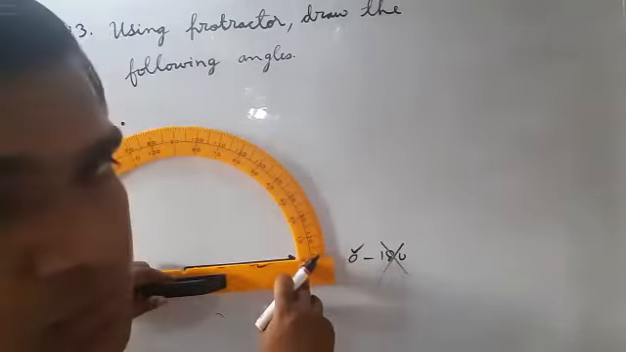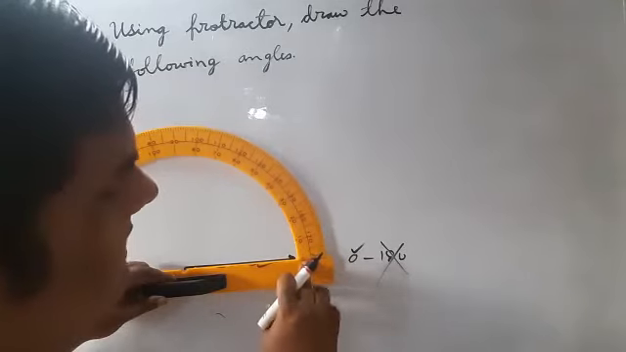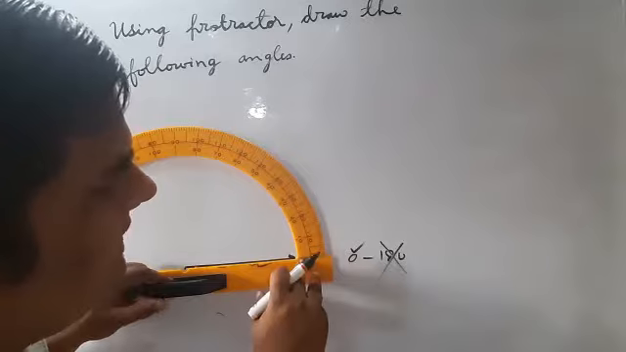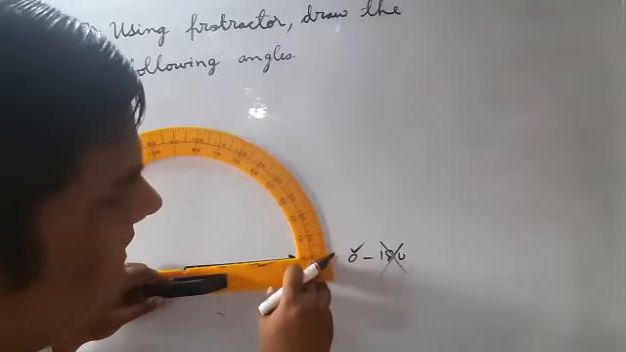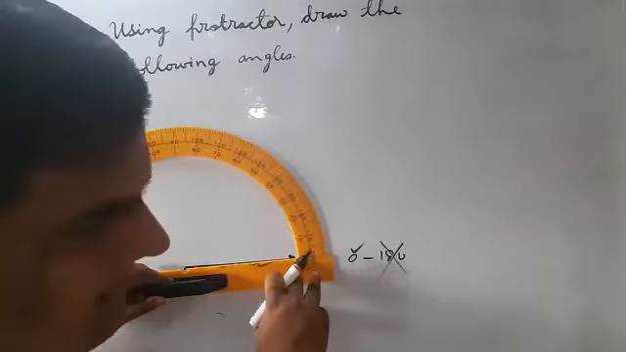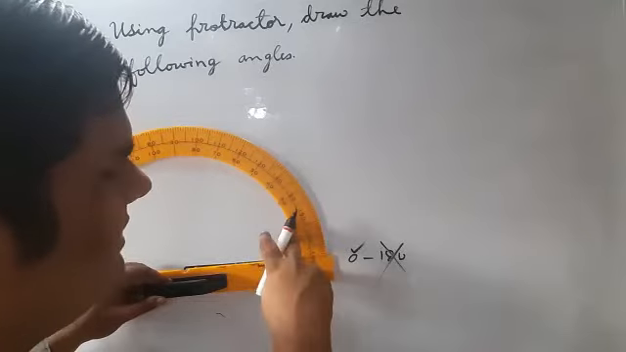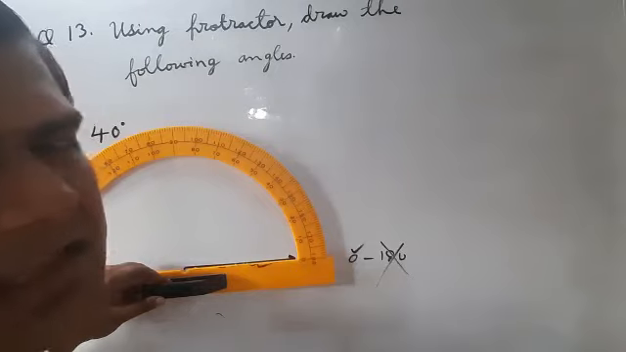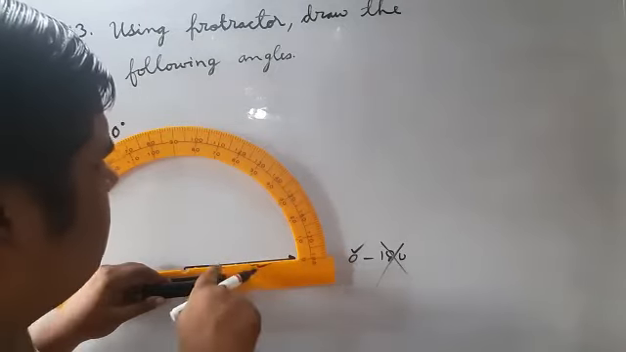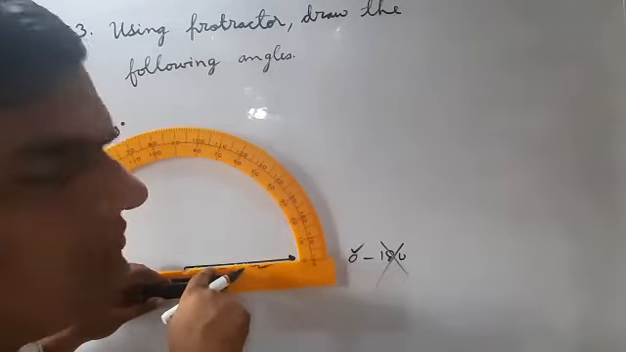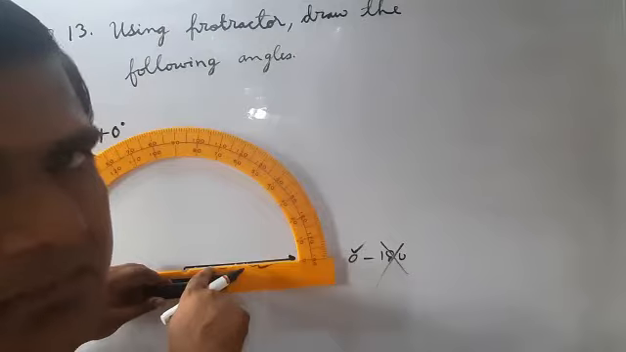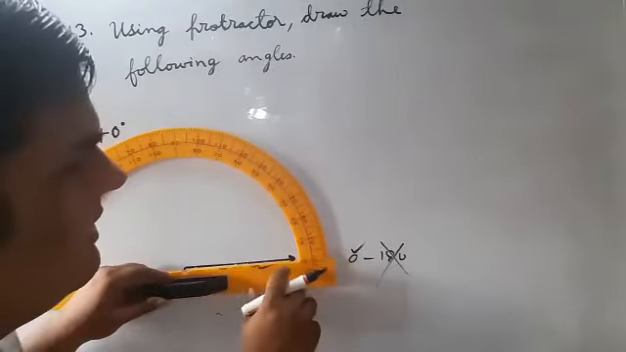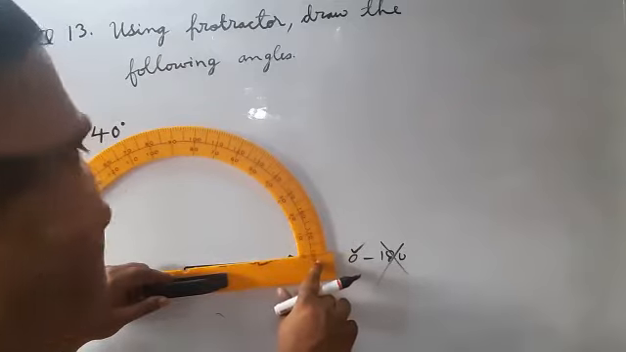Now there are two scales, inner scale and outer scale. The inner scale starts from 0 degree, and on the outer scale it is 180 degree. So you have to take the inner scale: 0 degree, 10 degrees, 20. The main hint is that whenever you are measuring or drawing an angle, the line touching your baseline is considered 0 degree. Then the confusion goes away.